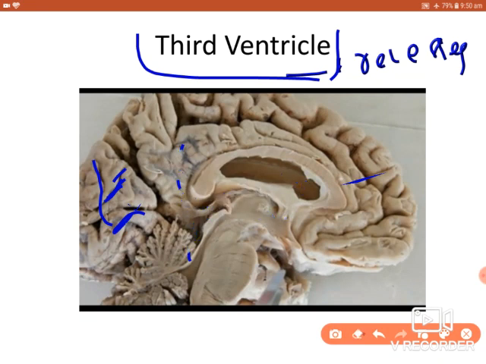You can see the choroid plexus here. It is common to this third ventricle and this lateral ventricle, which secretes the cerebrospinal fluid.